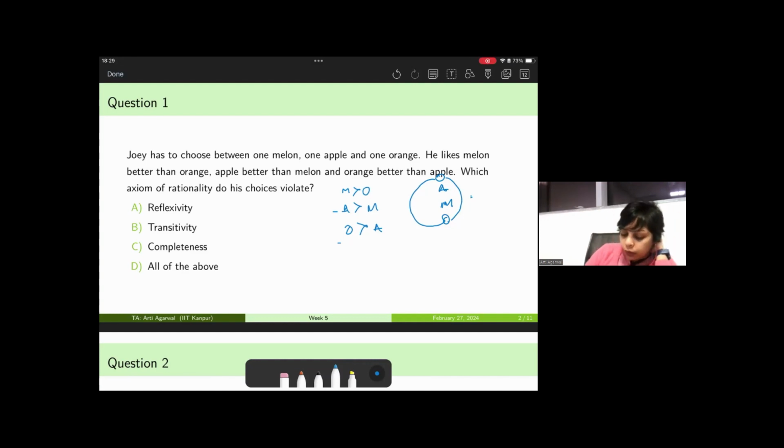What happens in transitivity? In transitivity, what we said was that if x is preferred to y and y is preferred to z, then this implies x is preferred to z. Can we say that here?